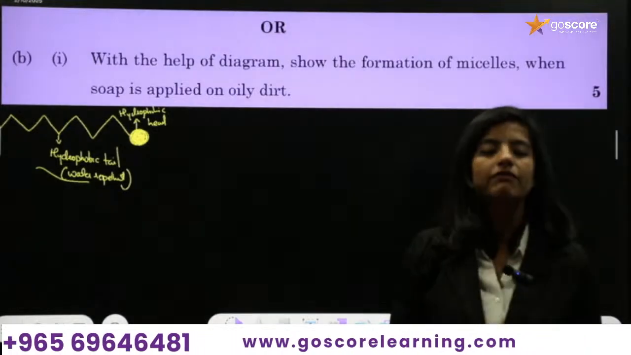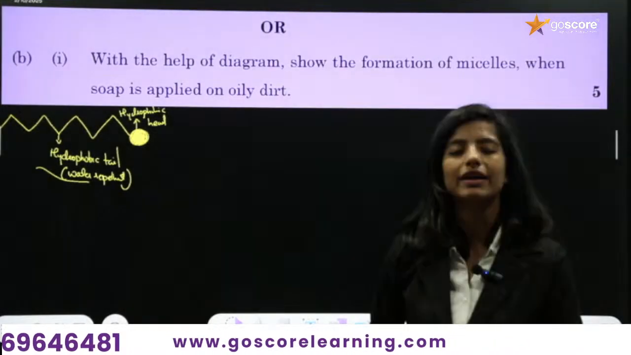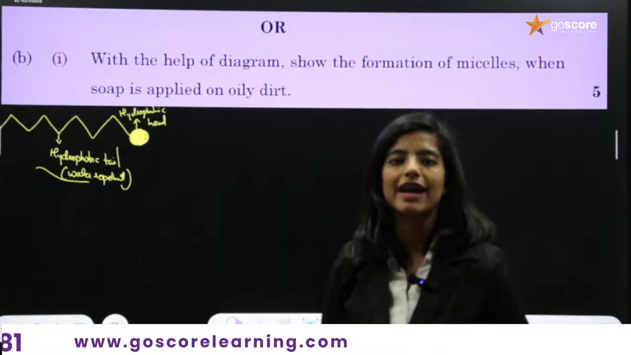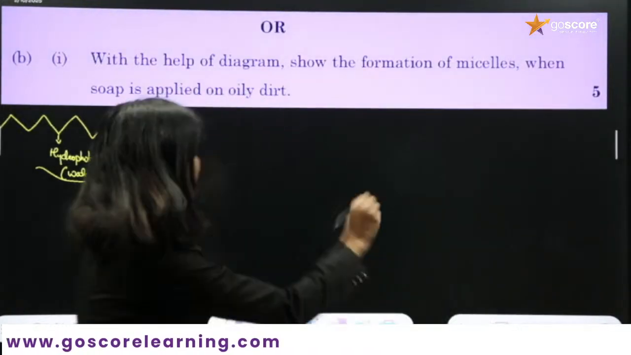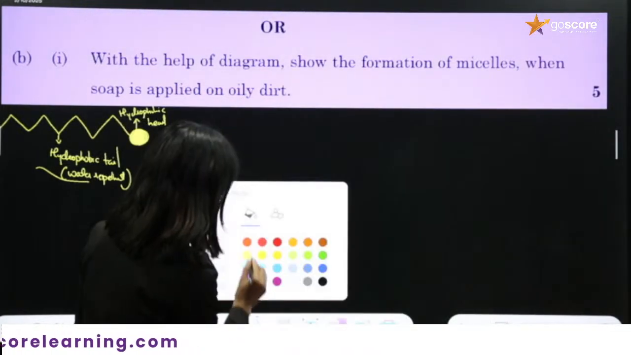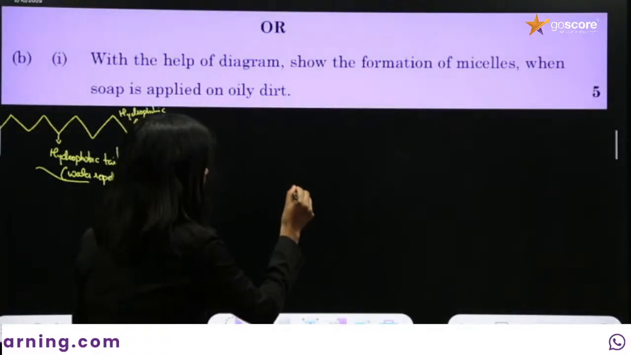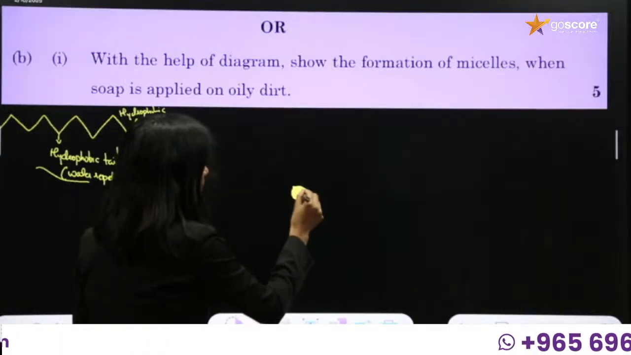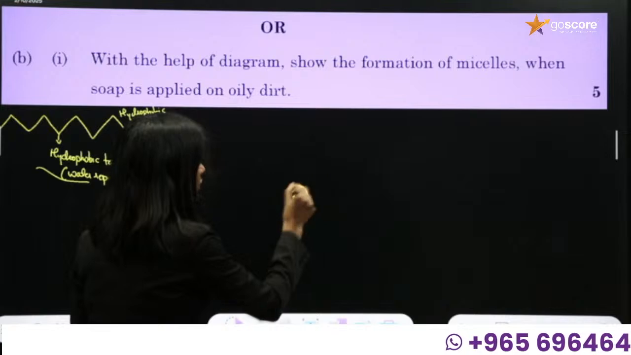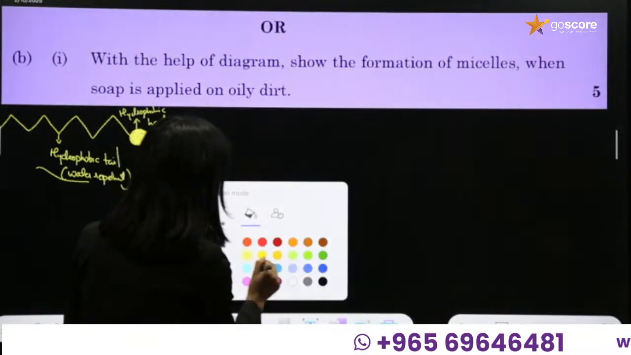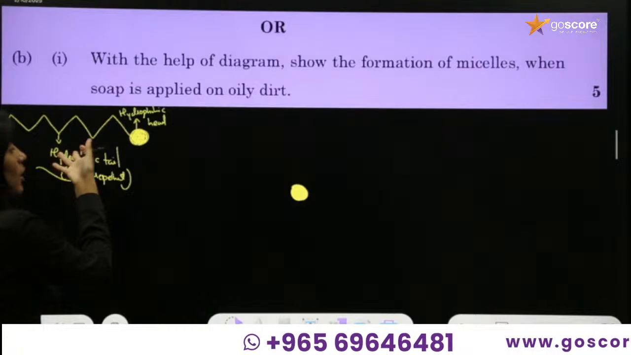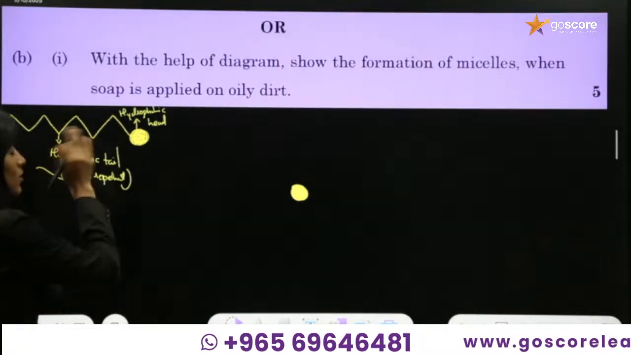Okay, so when we mix the soap molecule in the water, and the cloth will be having the oil content in that. Just suppose, let's draw the oil droplet. Suppose this is your oil droplet. And we know that the tail is the one which loves the oil, right? It doesn't love the water, but it loves the oil, right?